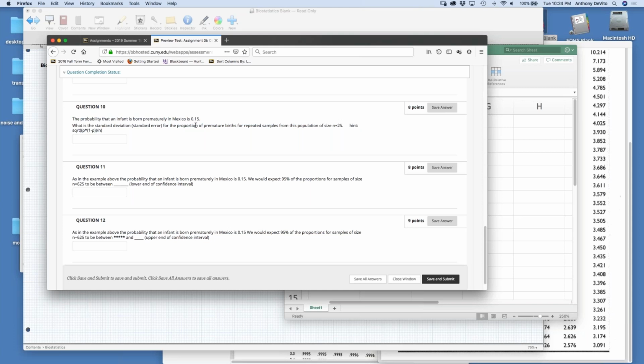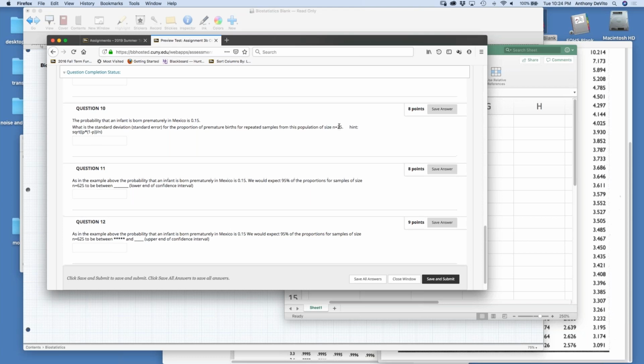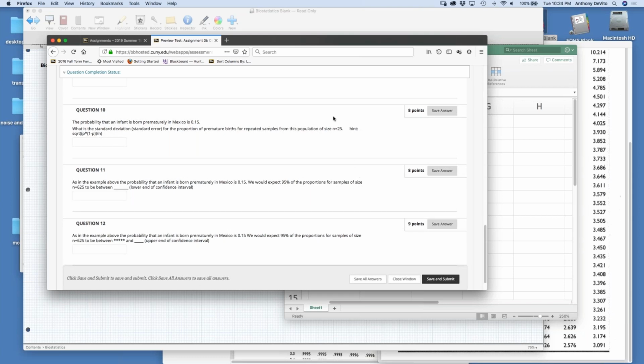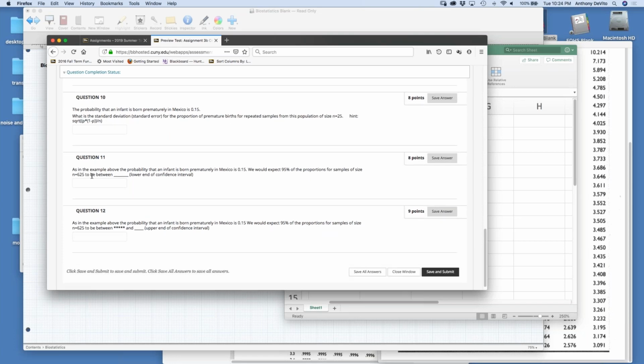Probability an infant is born prematurely in Mexico is 15%. What is the standard error for the proportion of premature deliveries for repeated samples in this population? Oh, you know what it is? That's two different questions. I don't know if I meant to put 25 in there, but it's a different answer. That'd be the square root of 25. This is a sample size of 625.